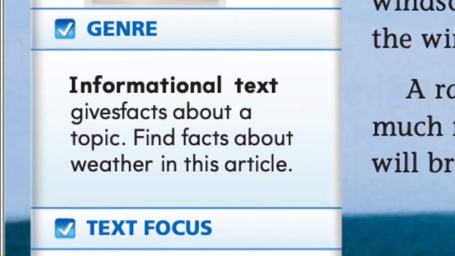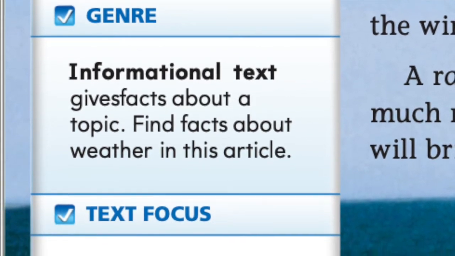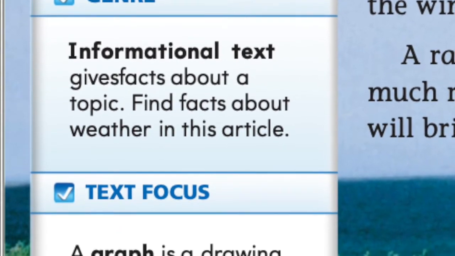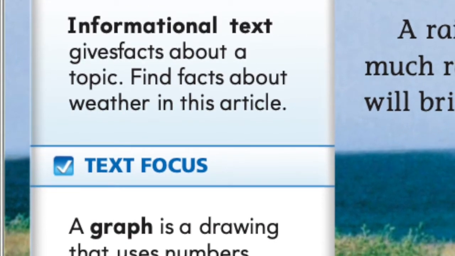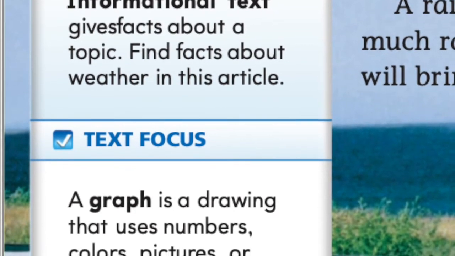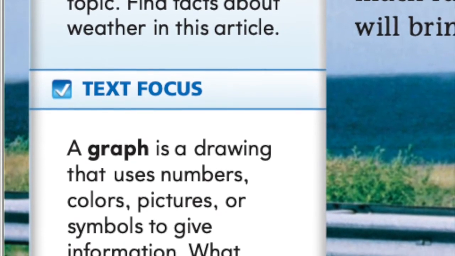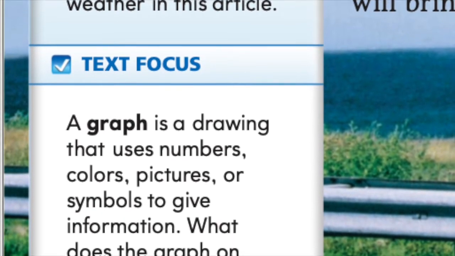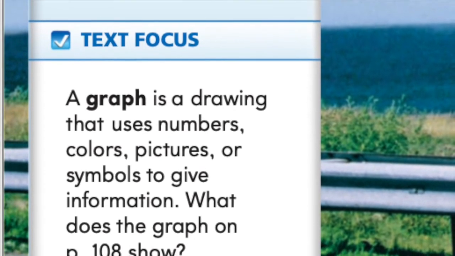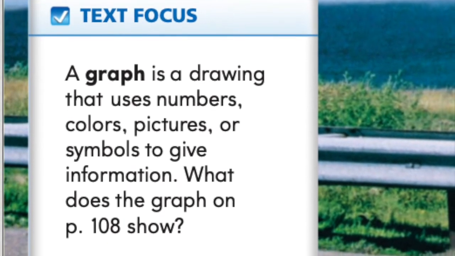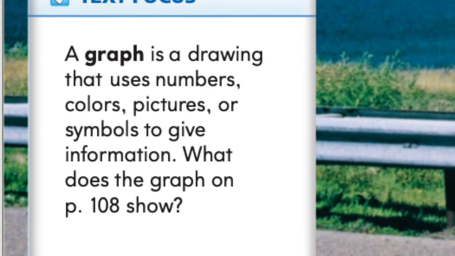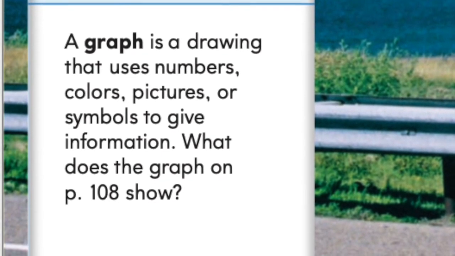Measuring weather is an informational text. An informational text gives facts about a topic. Find facts about weather in this article. The text focus of measuring weather are graphs. A graph is a drawing that uses numbers, colors, pictures, or symbols to give information. What does the graph on page 108 show?